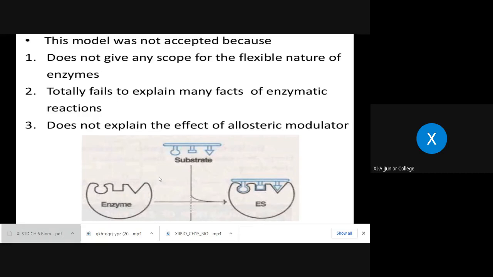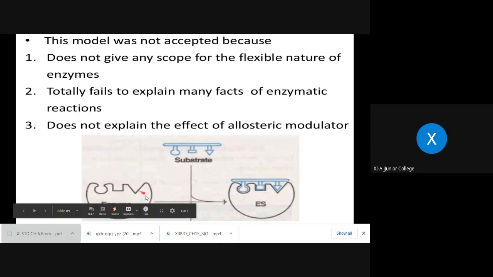That key can open only a particular specific lock only. That means a key fits in that particular lock only. In the same way, the substrate, which can be considered as a key, can fit only that active part of the enzyme which can fit the substrate.